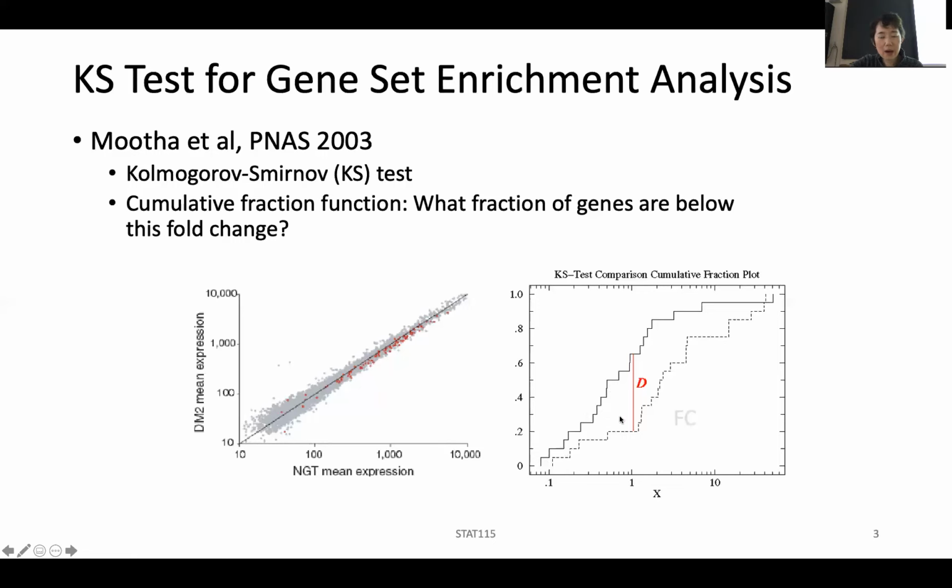And then in the process, we ask what is the separation between the genome-wide distribution and the distribution from your gene set. And this D is measured as the maximum difference between the gene set of interest and your genome-wide distribution. And there is a non-parametric test called a KS test that can give you the p-value of significance.